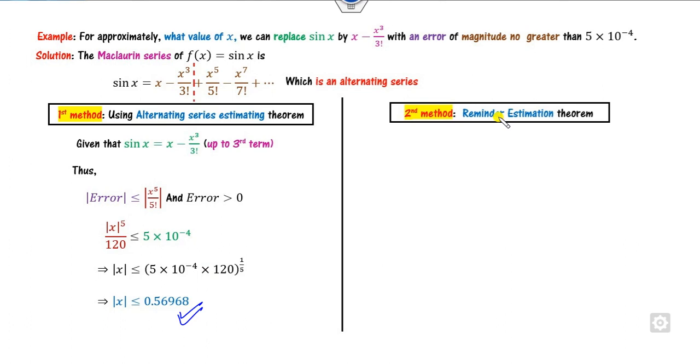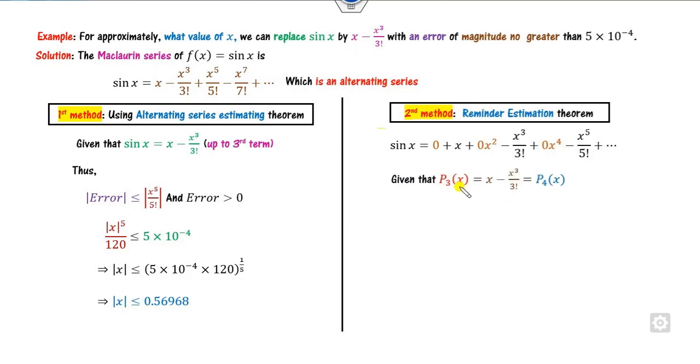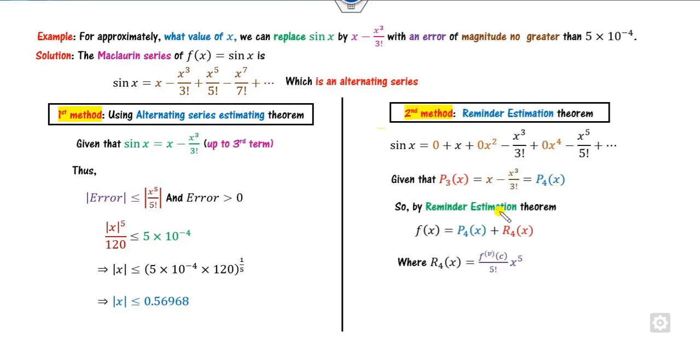By using the remainder estimation theorem, firstly, because of the degree, x squared is missing and x^4 is missing, so you have to complete them. This is x cube, so P3 is given to you. But you can see that P3 and P4 are the same because the coefficient is 0. So what is my f(x)? f(x) is nothing but P4 plus R4 instead of P3 and R3. So now the highest order is P4, so you can write here.